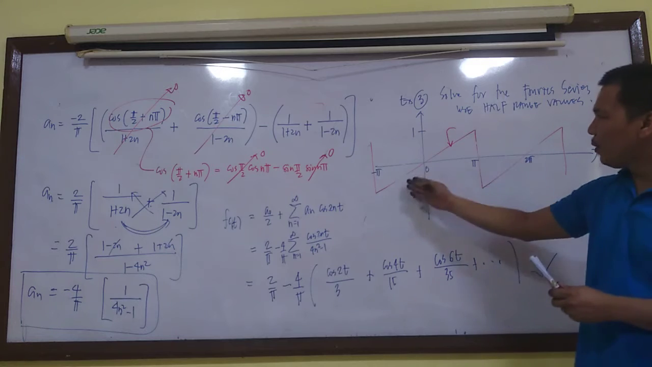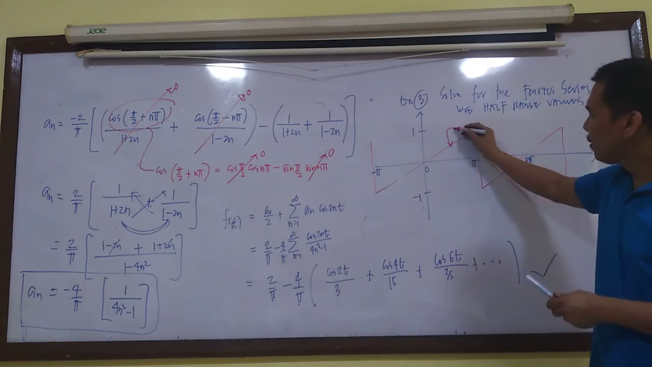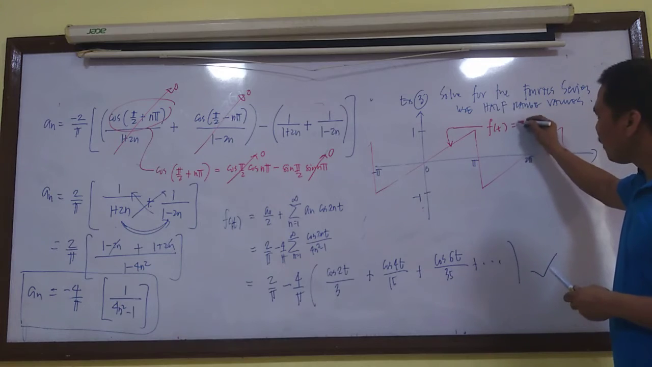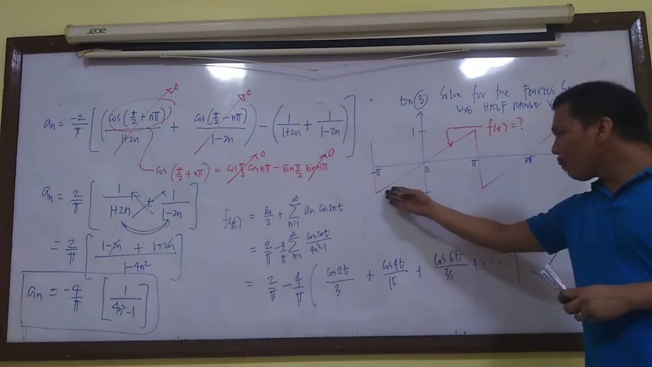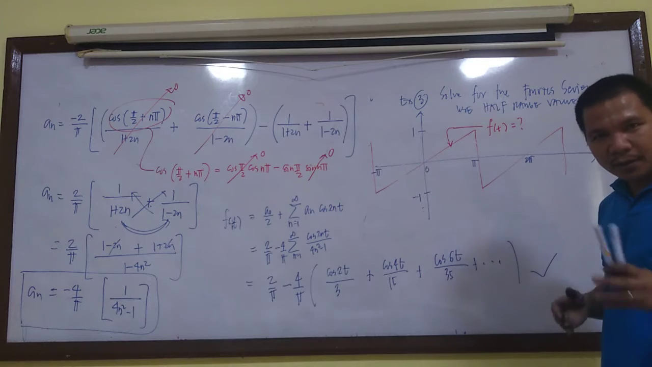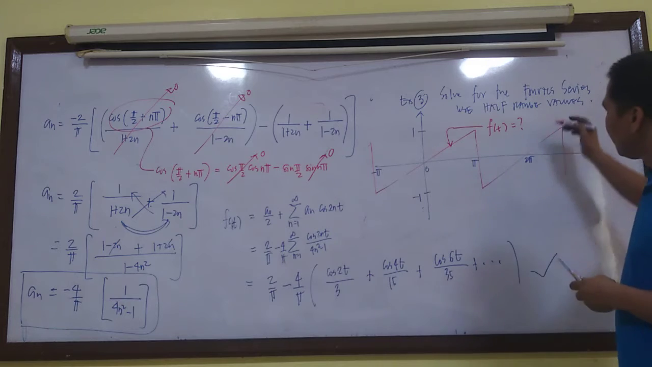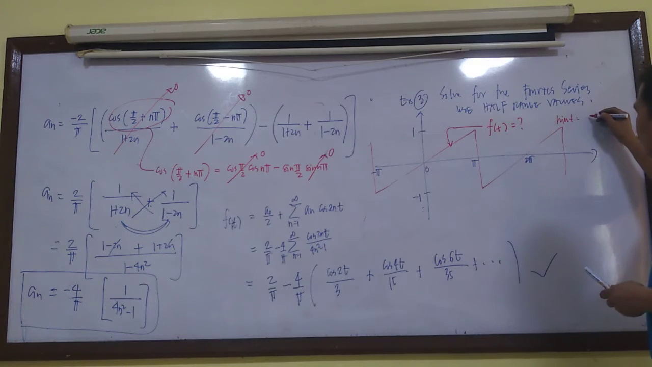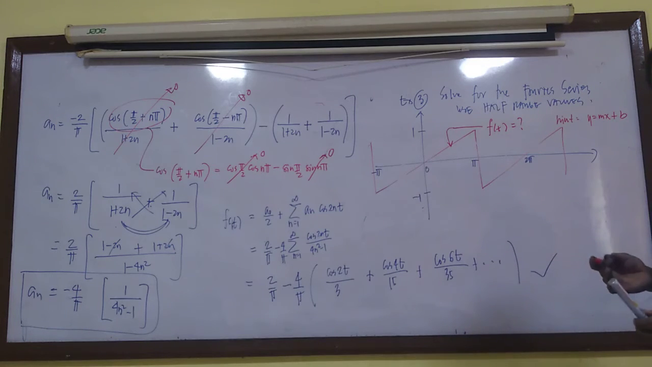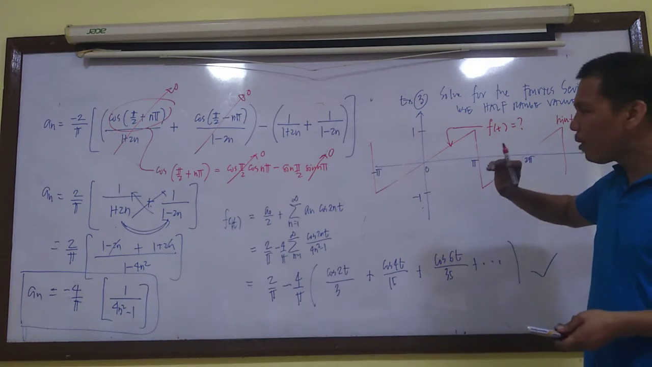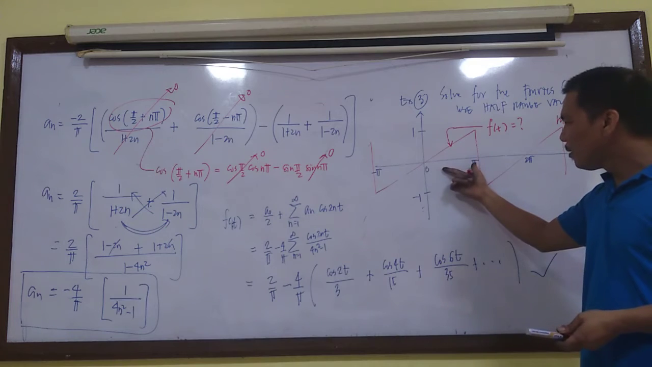Do you have any idea what is your function of t mathematically? Try to solve that one. First, you are going to identify what is my function of t. How do I represent this as a function? That will be your problem. So here is the hint. Use y equals mx plus b in your analytic geometry. So m is your slope. What is your slope? Rise over run. What is your rise? 1. What is your run? Pi.